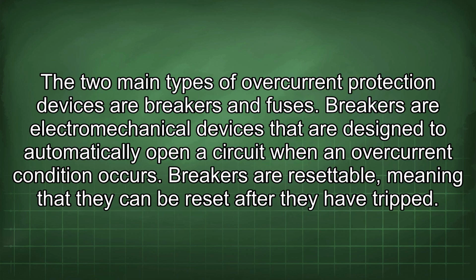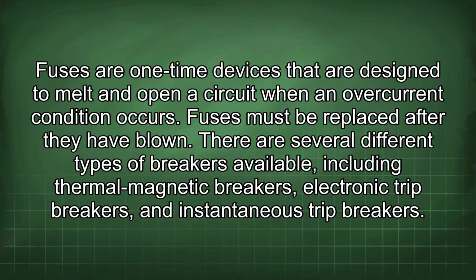The two main types of overcurrent protection devices are breakers and fuses. Breakers are electromechanical devices that are designed to automatically open a circuit when an overcurrent condition occurs. Breakers are resettable, meaning that they can be reset after they have tripped. Fuses are one-time devices that are designed to melt and open a circuit when an overcurrent condition occurs. Fuses must be replaced after they have blown.